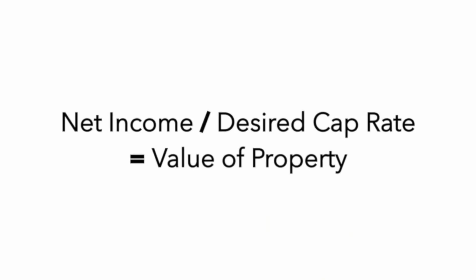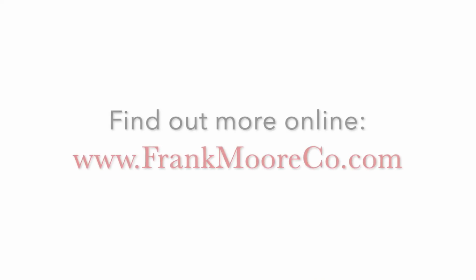The math is not that complicated. Once we calculate what we expect the net income to be, and once we've determined what our desired rate of return is, we would simply divide that net income by that rate of return, and it would give us the value of the property. We use the same process in later years to determine our return on equity. All topics we'll discuss more in future sessions.